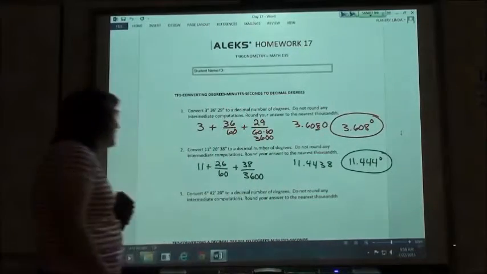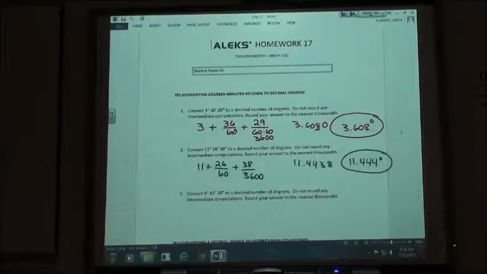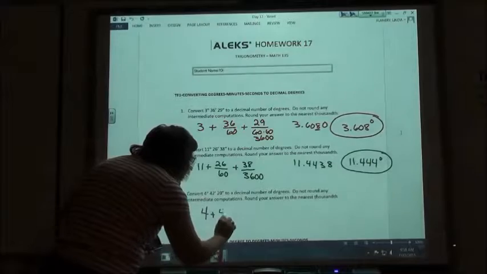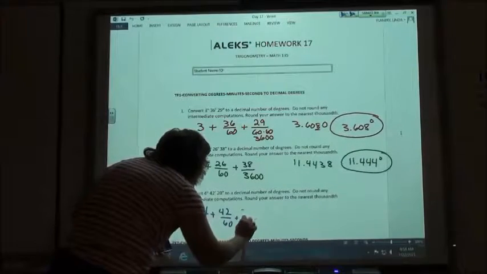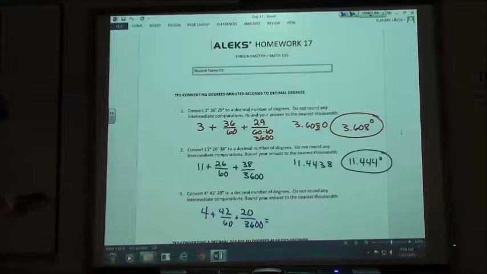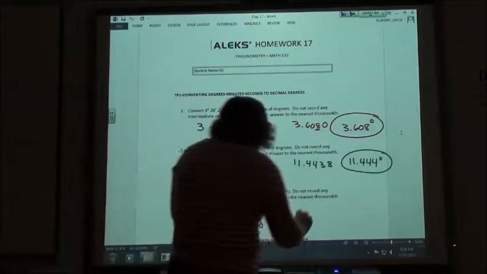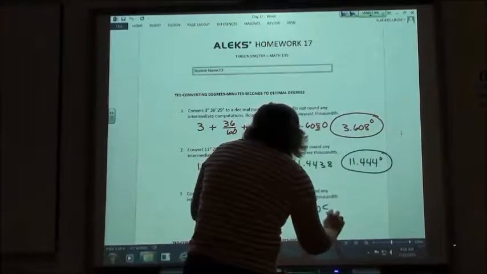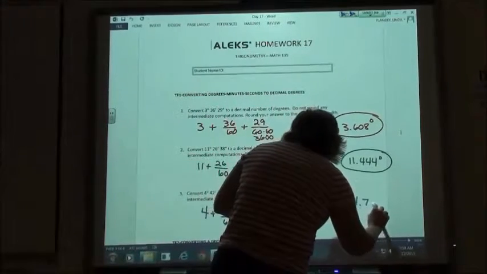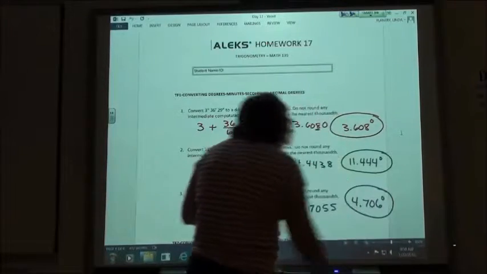And number 3, same kind of thing, 4 degrees, 42 minutes, and 20 seconds to decimal number of degrees. So 4 plus 42 over 60 plus 20 over 3,600. And I get 4.7055, so rounding to the nearest thousandths, 4.706 degrees.